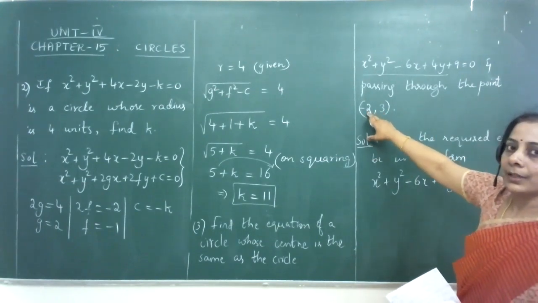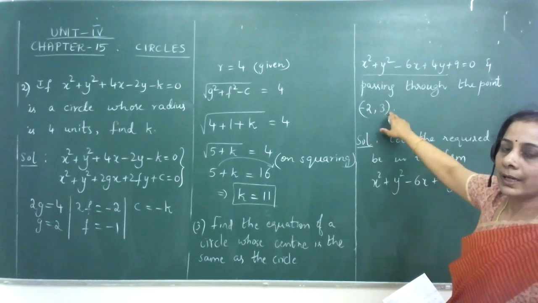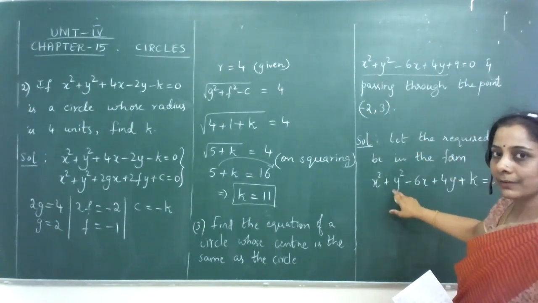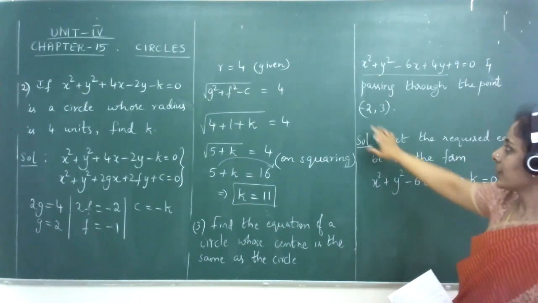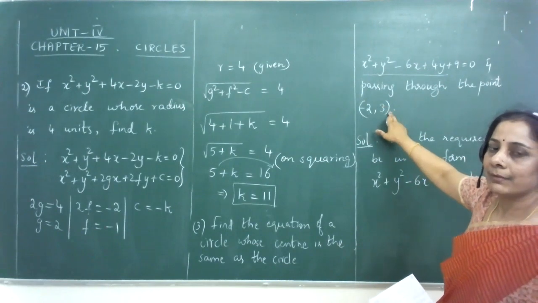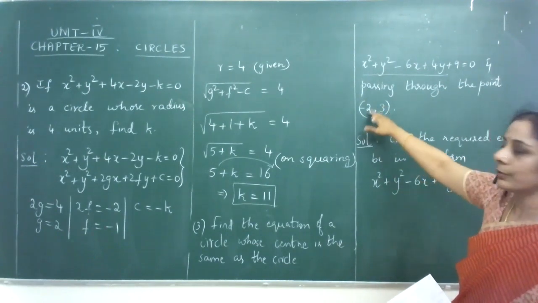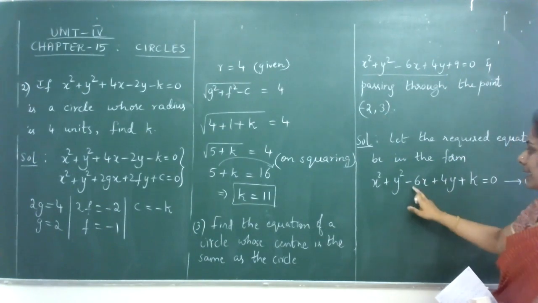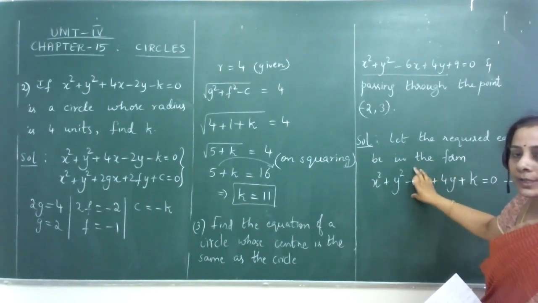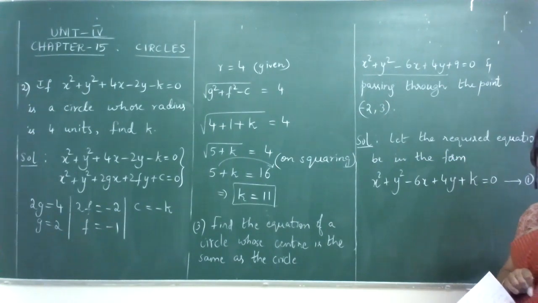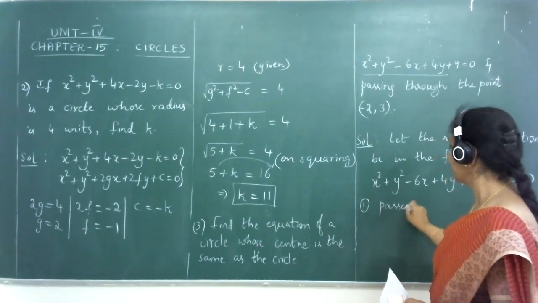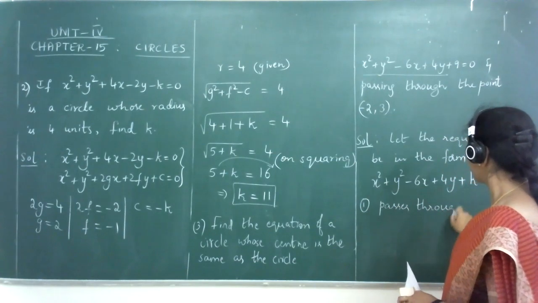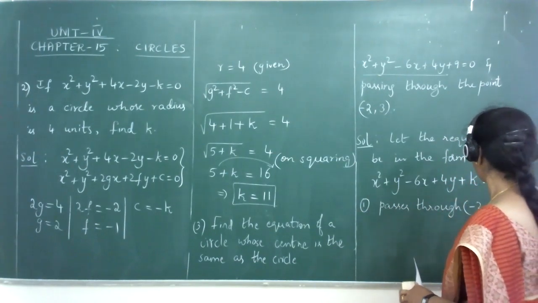What do we mean by saying so? When I substitute x equal to minus 2 and y equal to 3 in the equation considered here, then equality should not be disturbed. So if you take x equal to minus 2, y equal to 3 in this equation 1, you must get LHS equal to RHS. That is when we say equality is not disturbed. So equation 1 passes through minus 2, 3.